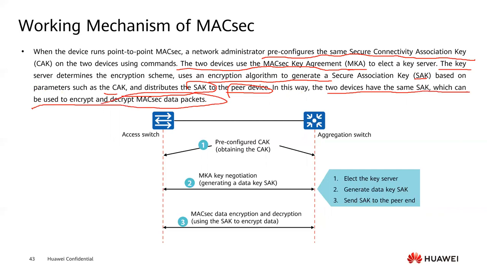What does it mean? It means the two switches will determine one server, and this server will use some parameters to generate some keys. These keys will be sent to the peer, and they will use these keys to encrypt the data. If the keys are all used up, the server will generate new keys. So that is how it works. It is MACsec.